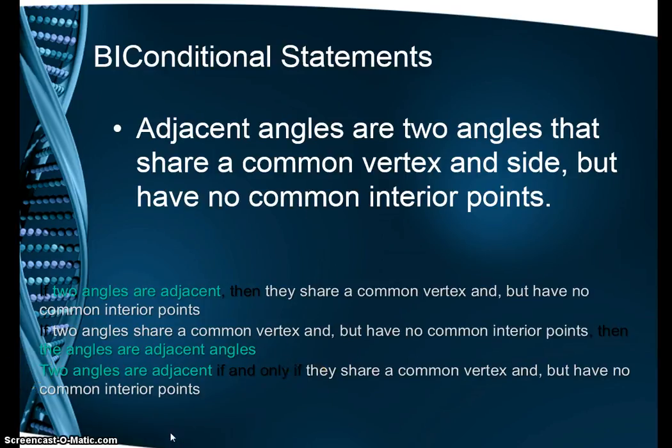Don't write if two angles are adjacent, if and only if, then they share a common vertex and side but have no common interior points. Make sure your sentence makes sense. You don't want to have something in there that doesn't make sense in English. I know that I'm missing the word side here, but you know what I mean.